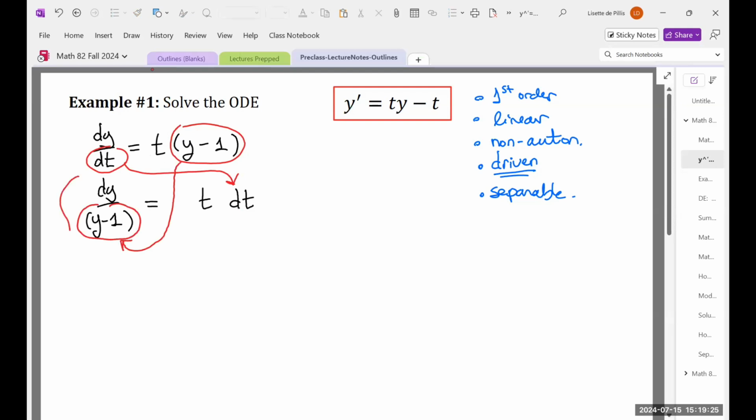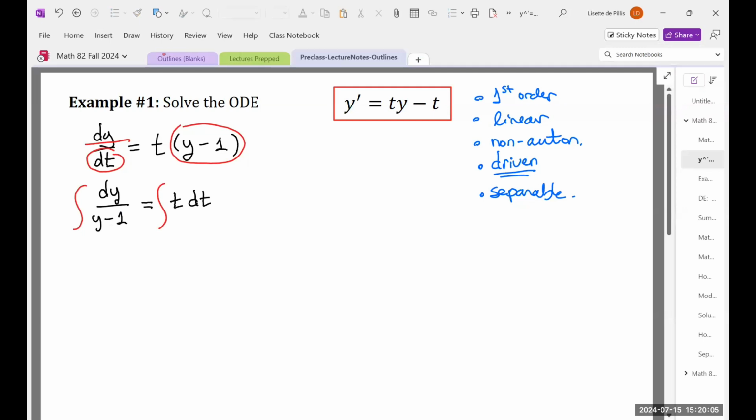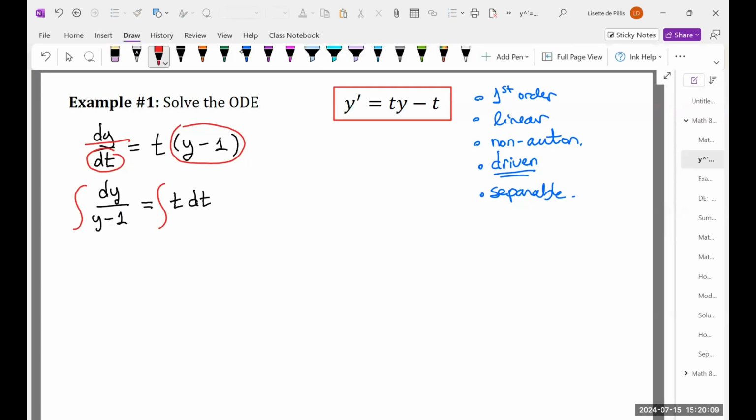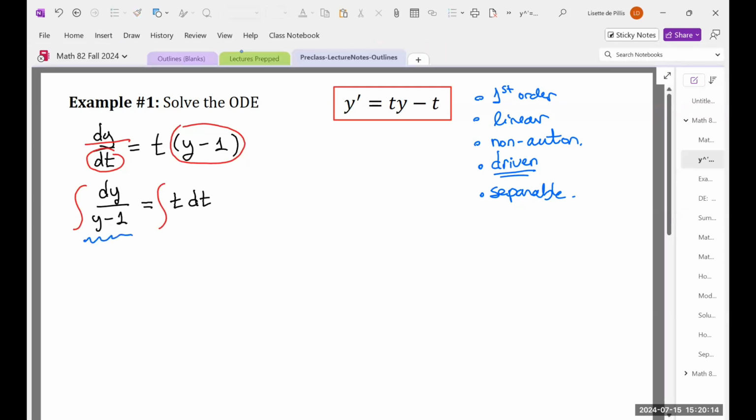And then I'm going to integrate both sides. Okay, because of all that, I'm just going to rewrite this again, just to be clear. All right, now we can start integrating, but be careful. There is one small possible pitfall here, and many of you may have noticed this. I've got a y minus 1 in the denominator, and that is a place where you have to be careful. Anytime you might accidentally divide by 0, be careful.